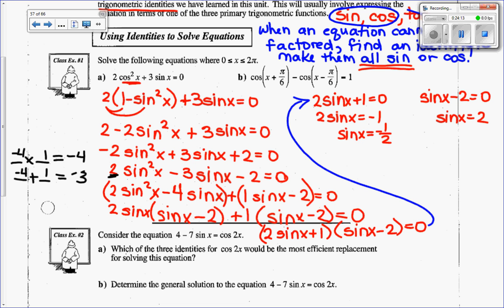Now I need to look on my unit circle and see where sine is equal to negative 1/2. And if I look, I find that sine equals negative 1/2 at 7 pi over 6 and 11 pi over 6. And then I look on my unit circle to see where sine is 2, and sine never is 2. So this root has no solution. So that means the x's in this equation are 7 pi over 6 and 11 pi over 6.